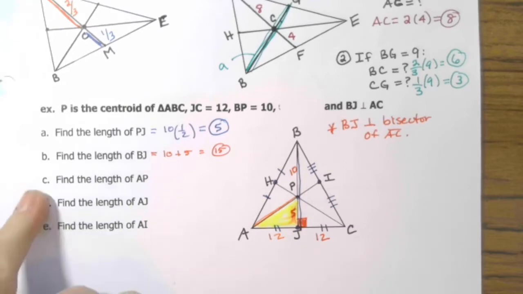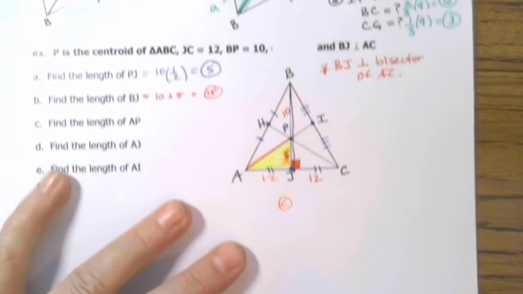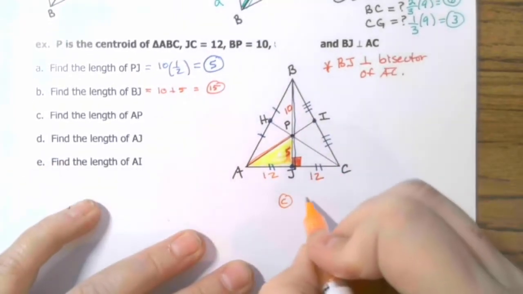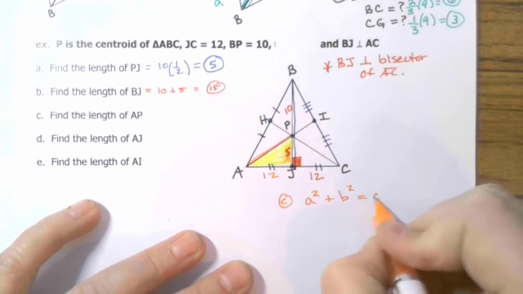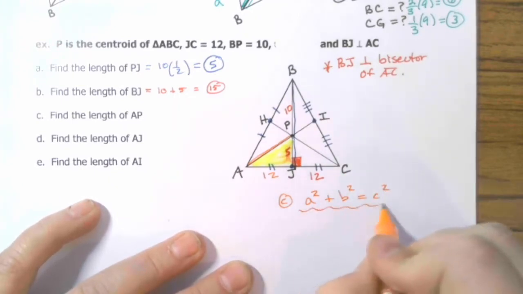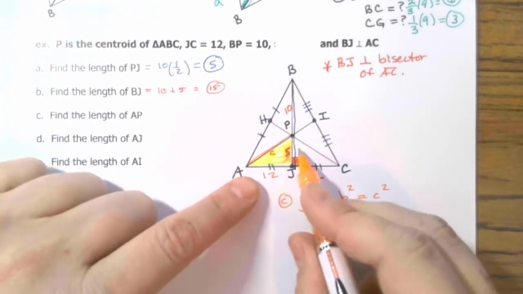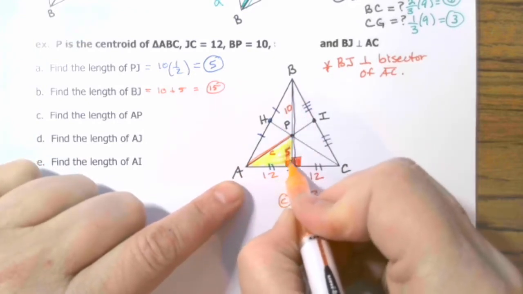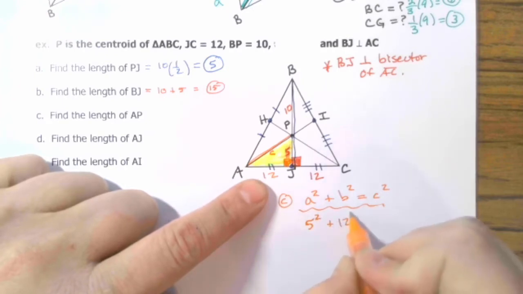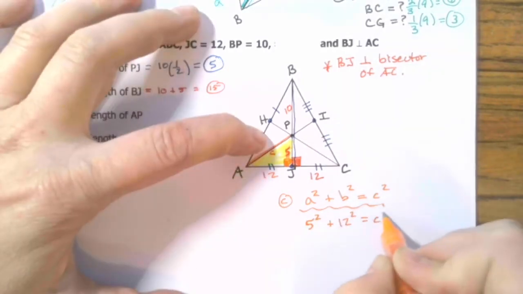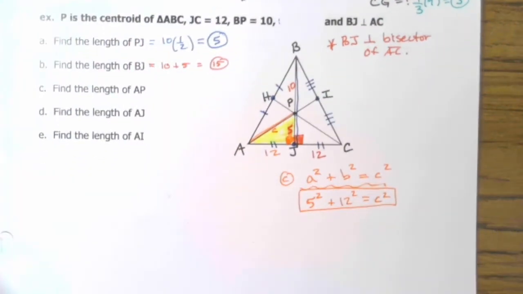So to find the length of AP, which is question C, we're going to come down here. We're going to use the Pythagorean theorem, which says leg squared plus leg squared, A squared plus B squared equals C squared. And in this case, C is the hypotenuse that we're trying to find. 12 and 5 are the legs because they're attached to the 90-degree angle. So let's fill those in. 5 squared plus 12 squared equals hypotenuse C squared. That's our equation.